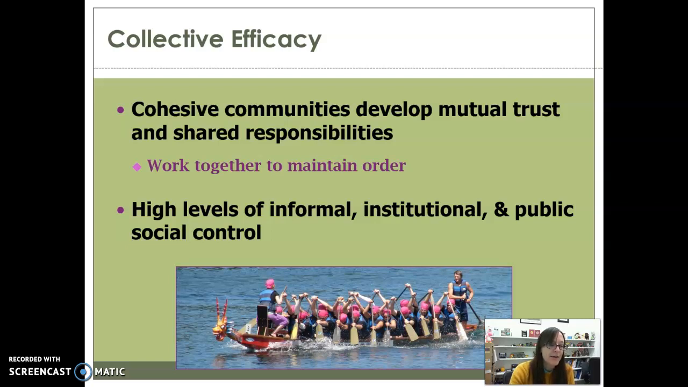So in areas where collective efficacy is really high, children are less likely to be involved with deviant peers. They're more likely to avoid deviant behavior. So it all basically just leads to less crime in an area when you have low levels of social disorganization and high levels of collective efficacy.